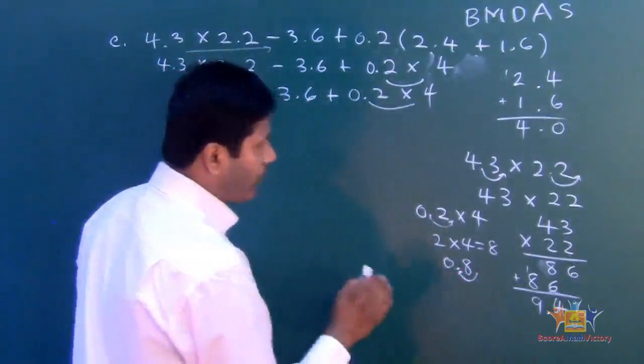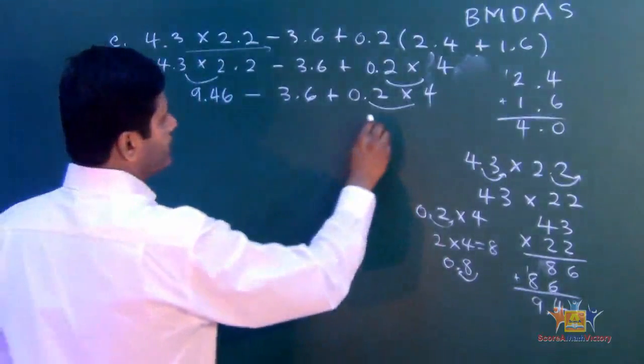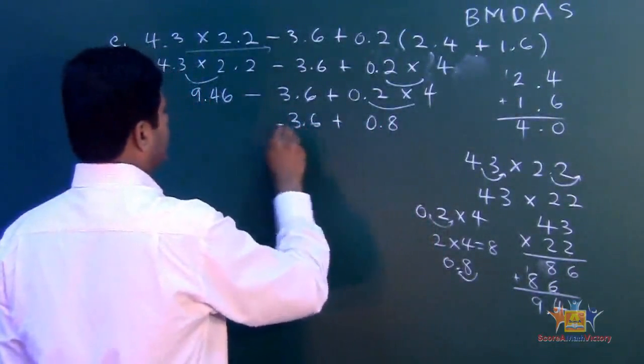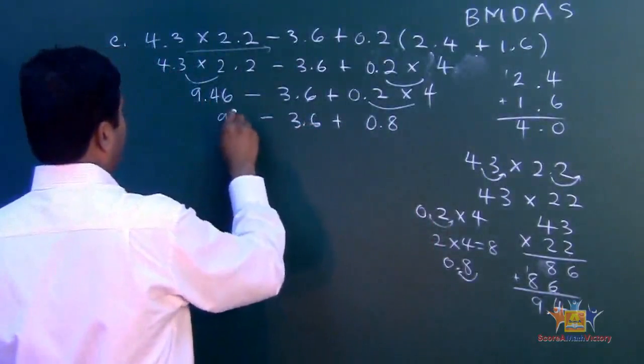So it becomes 0.8. So we can write down here 0.8 plus 3.6 minus here and then 9.46.